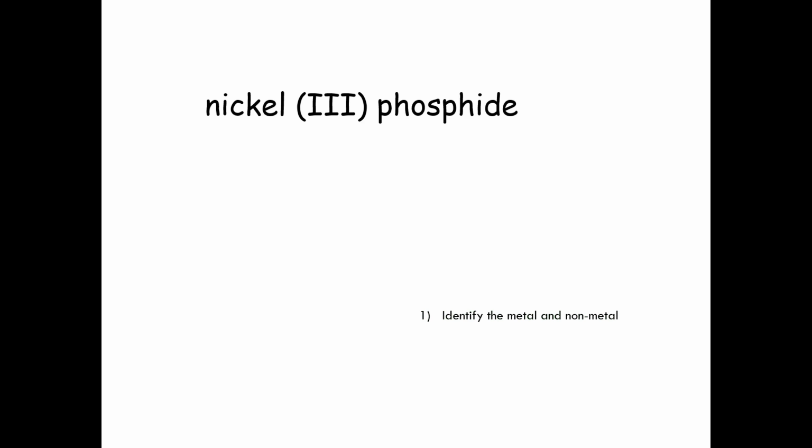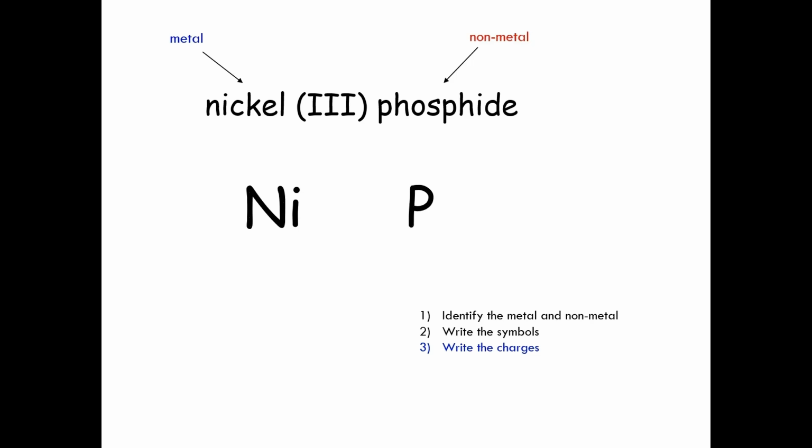For our second example, we have nickel, Roman numeral 3 phosphide. First, identify the metal and the nonmetal. So nickel is of course our metal and phosphorus is our nonmetal. Second, write the symbols for these elements. Third, write the charges. Because of the Roman numeral 3, we know that nickel will have a charge of 3 positive, while phosphorus will have a charge of 3 negative because of its placement on the periodic table. Cross the charges over from top to bottom.